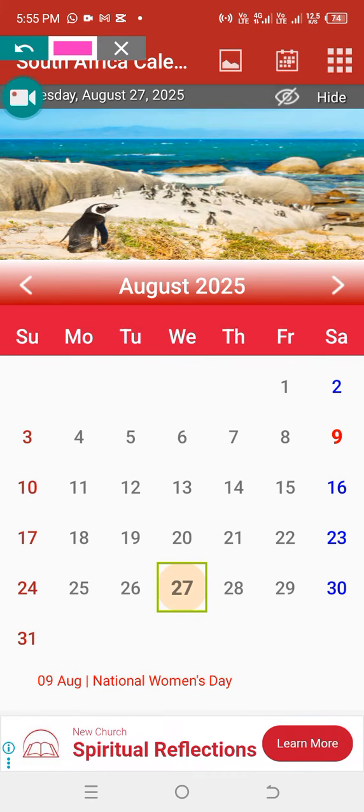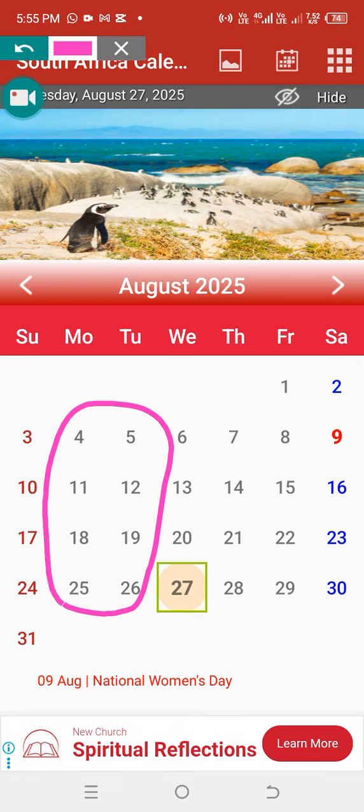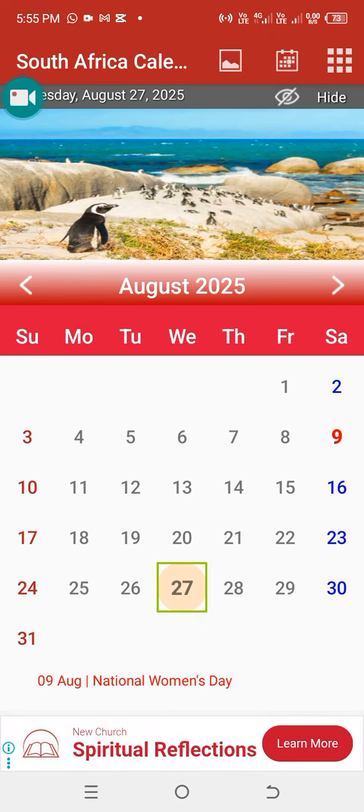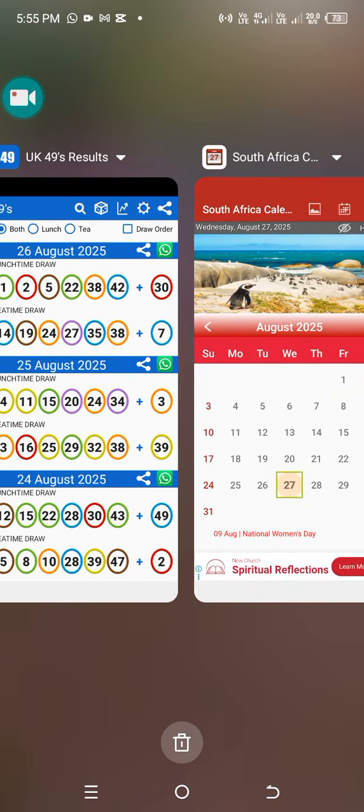So on 26, we're going to use the 2. On 26, we have 4, 5, 11, 12, 18, 19, 25, and 26. So we still gonna use 36. We still gonna use this one as 38, and also this 19 as it is played on lunch already. So 19 came on lunch. Let's check what happened.